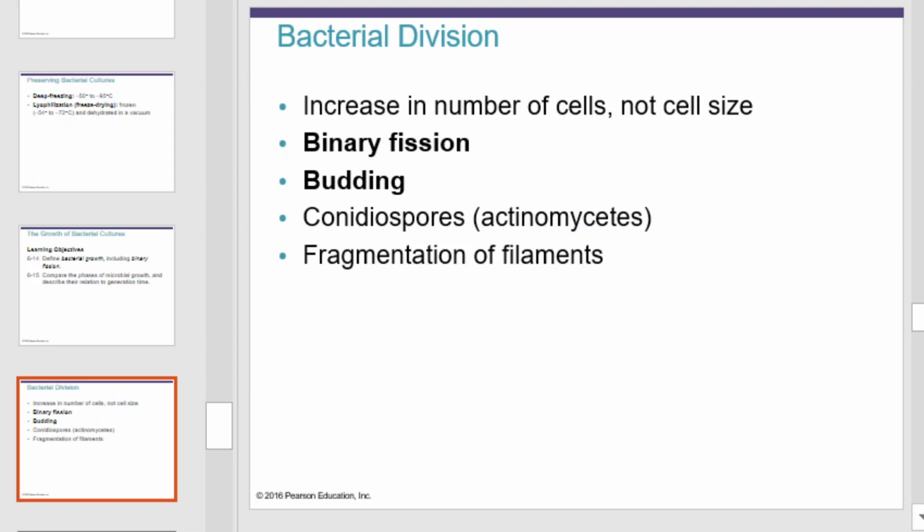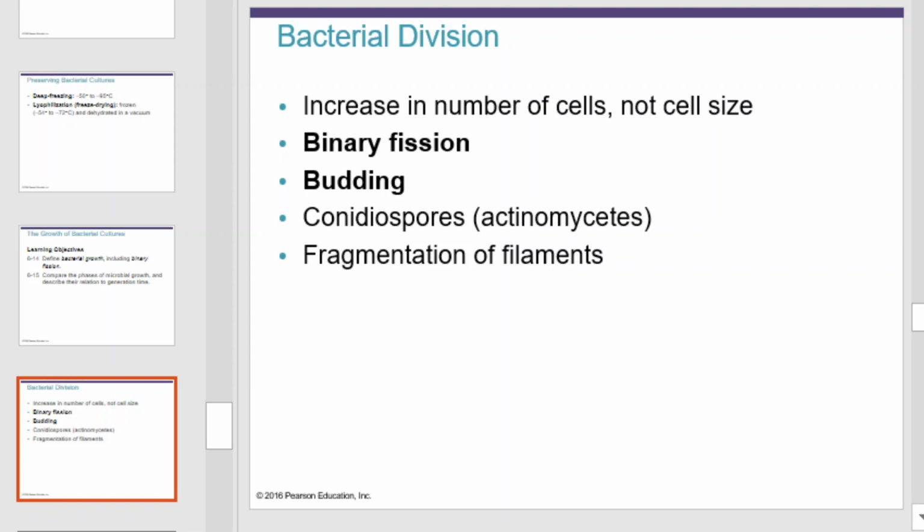Next, we'll look at bacterial division, or this process of growth through reproduction. Bacterial division increases the number of cells, not the size of the cell, through activities like binary fission and budding. Binary fission and budding are the two primary asexual forms of reproduction that I'd like you to focus on. Binary fission is very similar to mitosis.